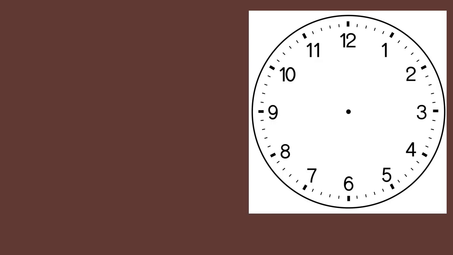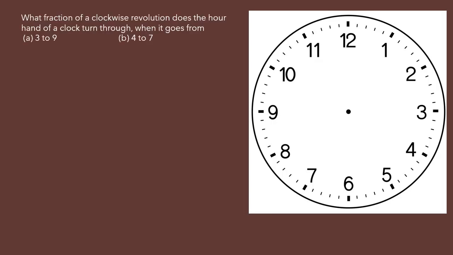Now let us see here. There is the clock again. Let us see the question. What fraction of a clockwise revolution does the hour hand of a clock turn through when it goes from 3 to 9? So we are concerned only about the hour hand. We are not bothered about anything else. You will draw only the hour hand. You need not think about the minute hand and all. Okay. So we are going to draw only the hour hand.